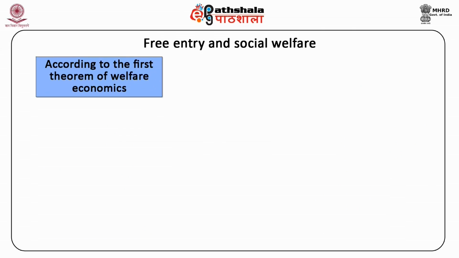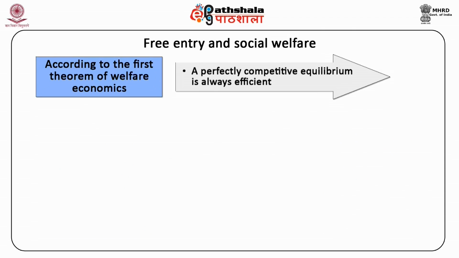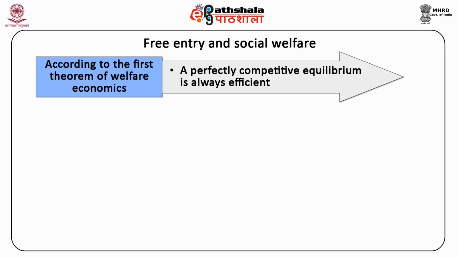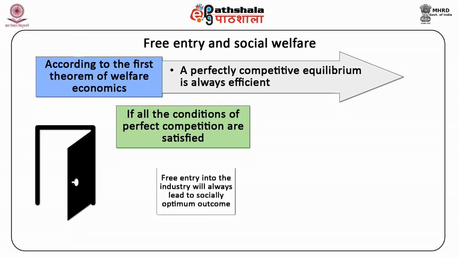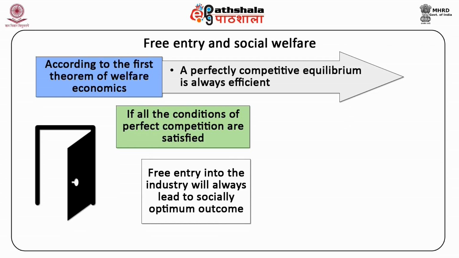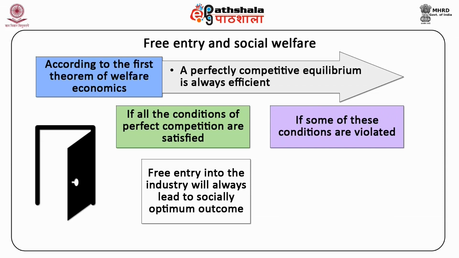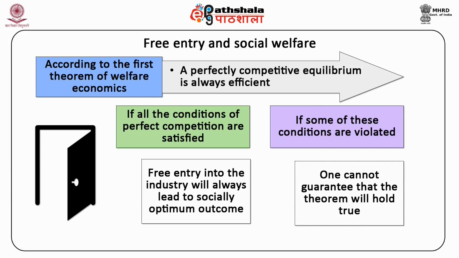According to the first theorem of welfare economics, a perfectly competitive equilibrium is always efficient. In other words, if all the conditions of perfect competition are satisfied, then free entry into the industry will always lead to a socially optimum outcome. However, if some of these conditions are violated, then one cannot guarantee that the theorem will hold true.